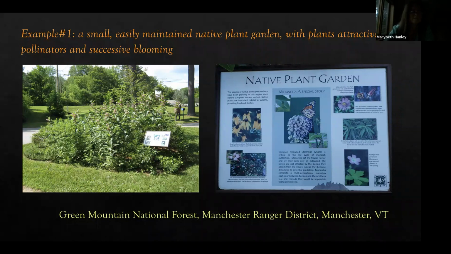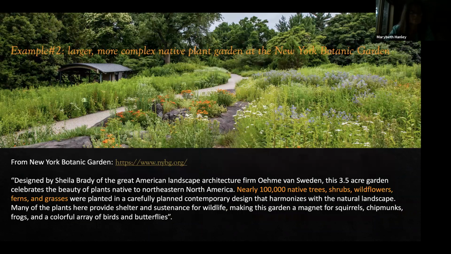This is a more complicated garden, a large native plant garden, which is actually at the New York Botanic Garden. And I thought it was interesting here. I just got this from their website. Apparently this garden has nearly 100,000 different species of native plants, trees, shrubs, ferns, grasses, herbs.